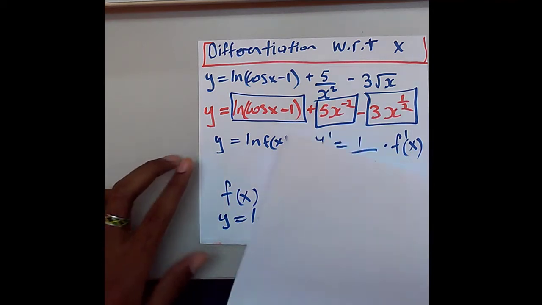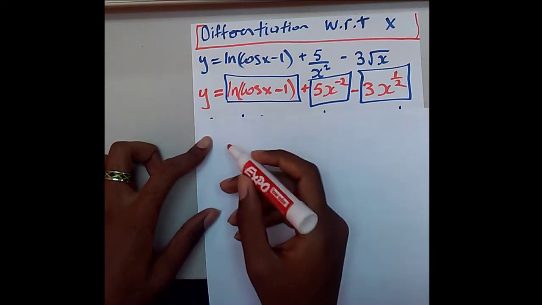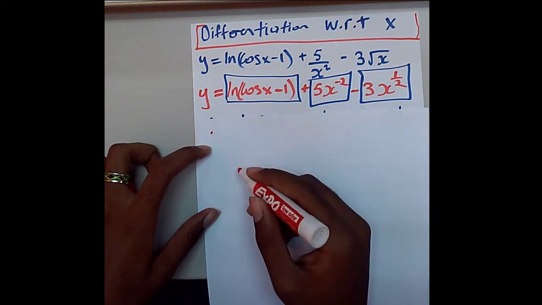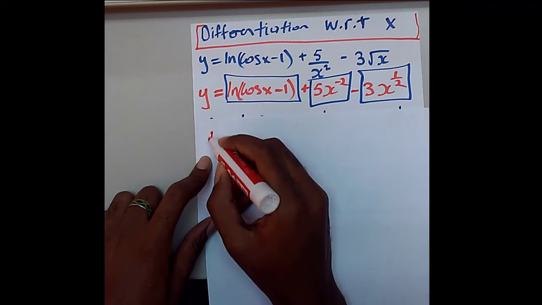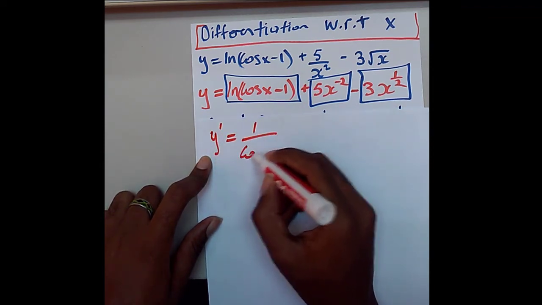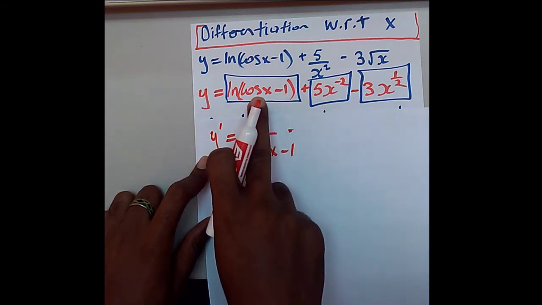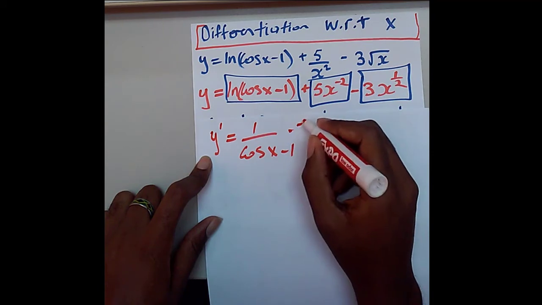So we have y is equal to ln of cos x minus 1. We can differentiate now. y prime is equal to 1 over cos x minus 1 times the differential of what's inside the bracket, which is just minus sine x.